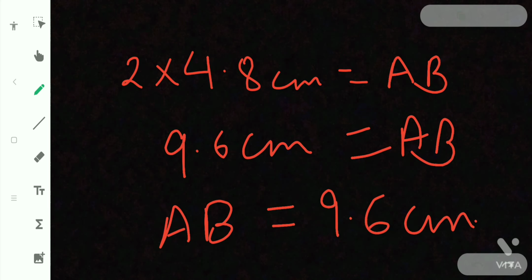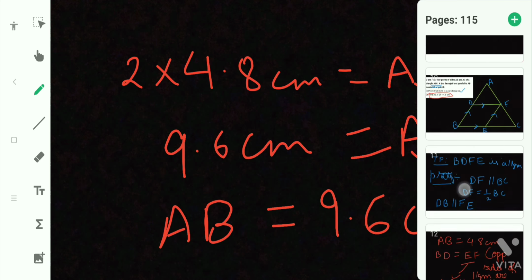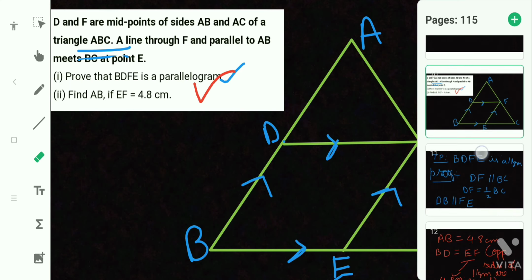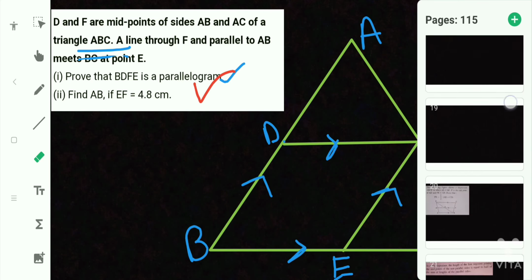Okay, I hope you have understood one. So we have done with both the parts of the question. Now let us go on to the next question. The question is on your screen.